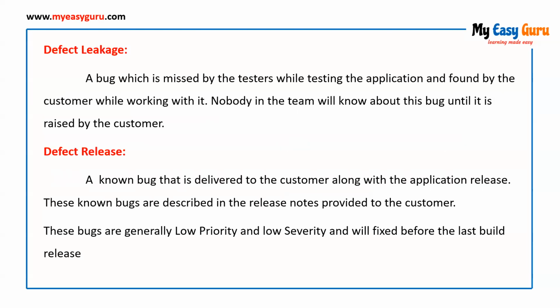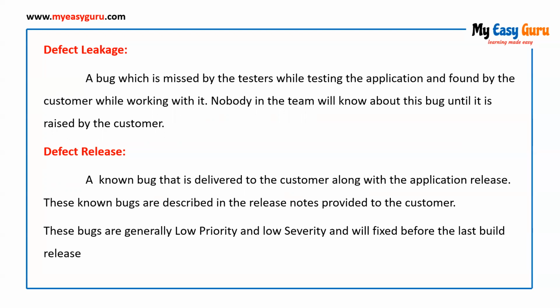So let's understand. A bug leakage or defect leakage is a bug which is missed by the testers while testing the application and found by the customer while working with it. Nobody in the team will know about the bug until it is raised by the customer.